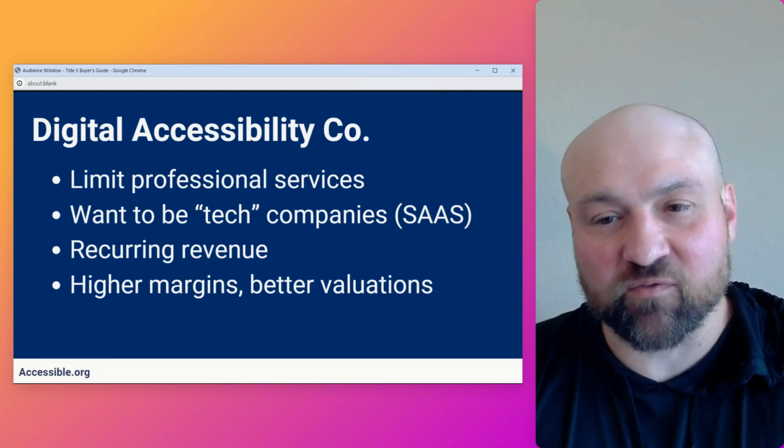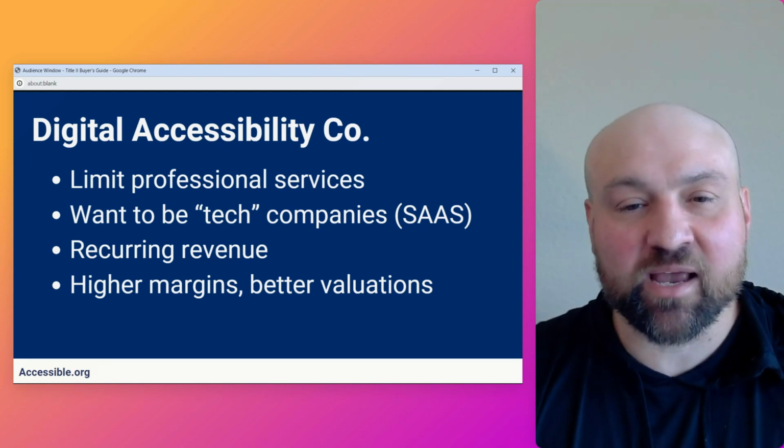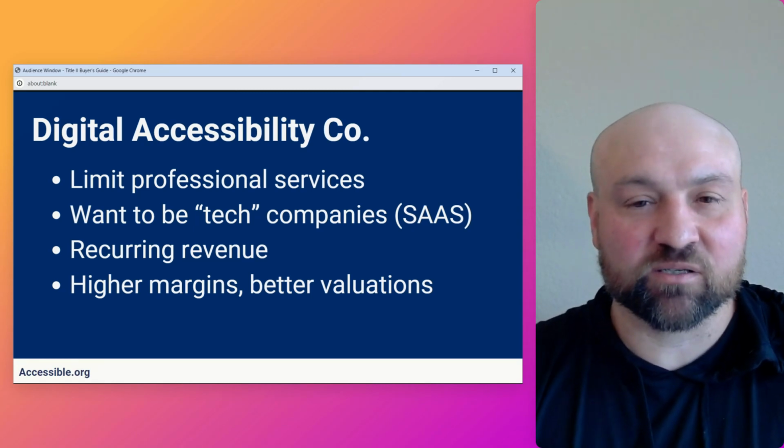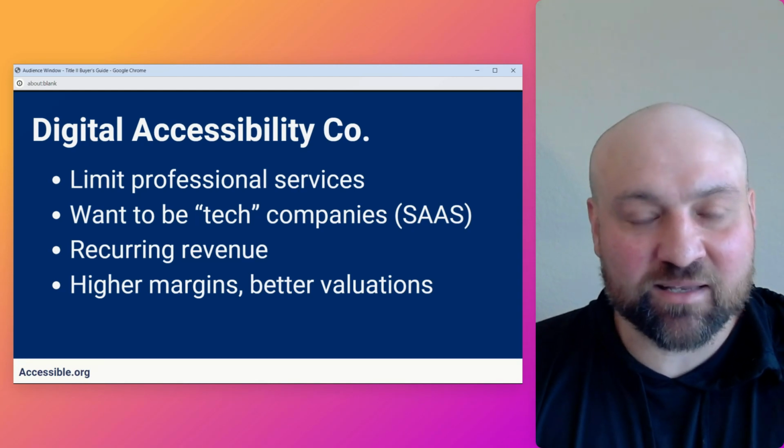Remember earlier, I talked about the filler. There's a lot of filler. Sometimes they recognize they can't get away from the manual services, but they want to sell you on software because software is scalable for them. They can charge you on a subscription, but that's not what you need.